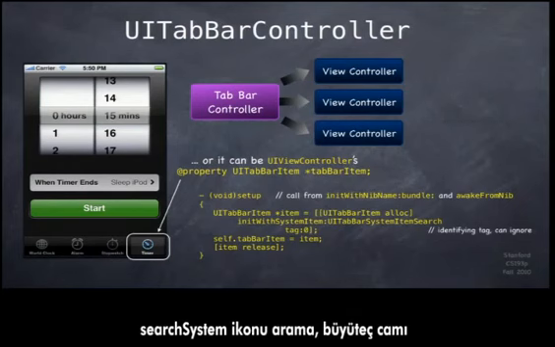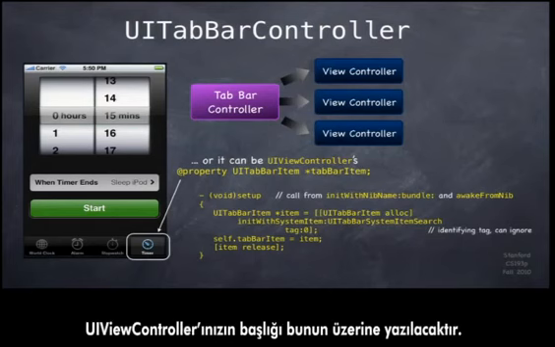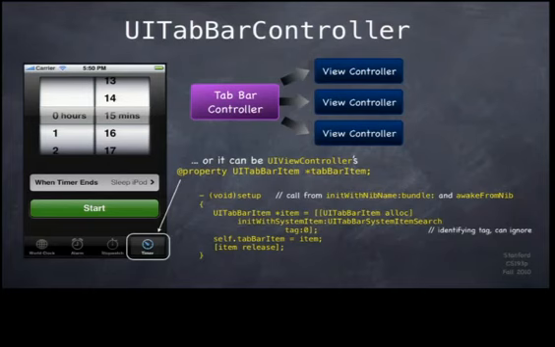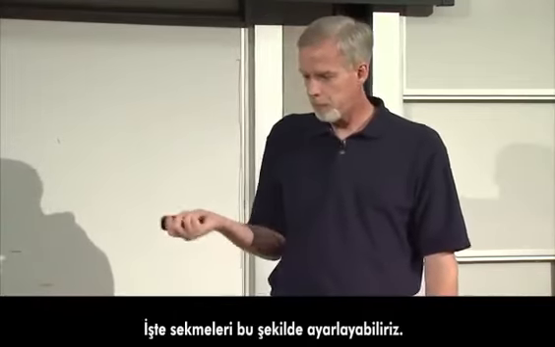So the search system icon would have like a magnifying glass or something icon, and then the text is going to say search, although it would get overridden by your title. Okay, your UI view controller's title would override that. And then once again, tabBarItem equals item, item release. Okay. So that's how we set those tabs.